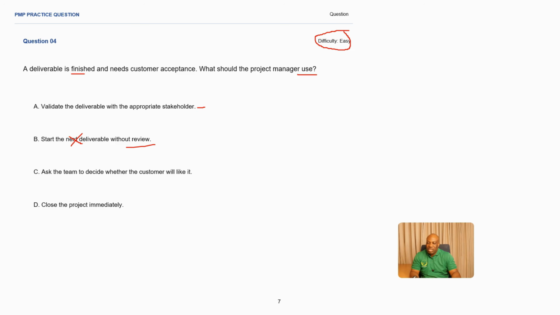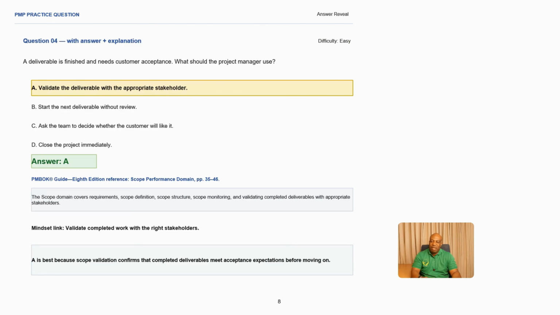Ask the team to decide whether the customer will like it. The team cannot decide. There must be some acceptance criteria from the client, not for the team to decide, making this eliminated as an answer. Close the project immediately. You don't close the project because there's an acceptance that has to be done by the customer, making this one eliminated, making A the best answer in this scenario. So A is the best answer.